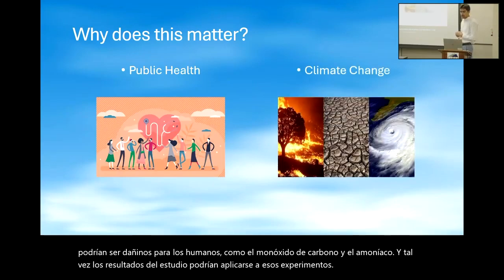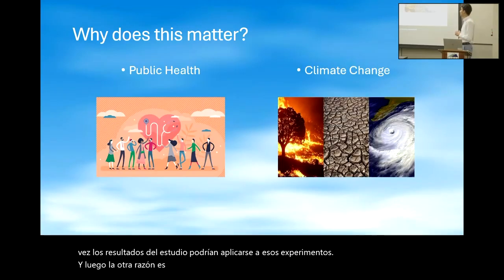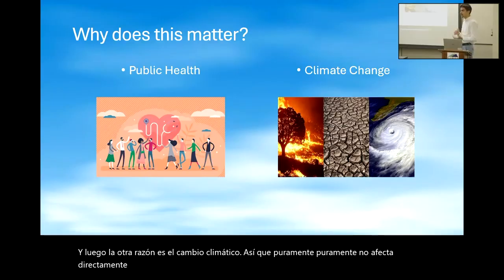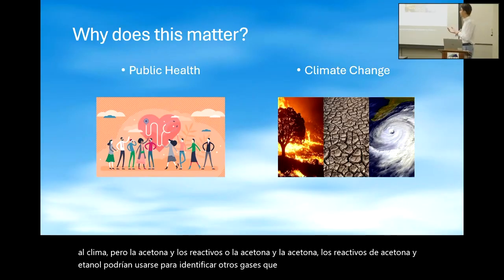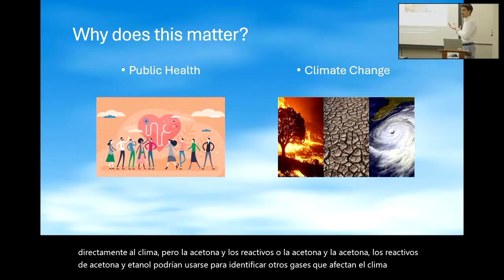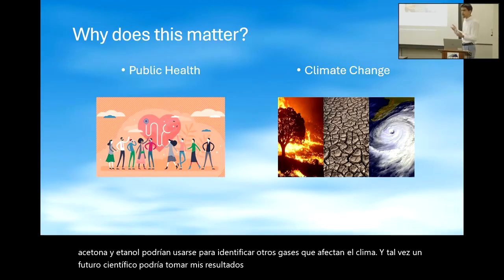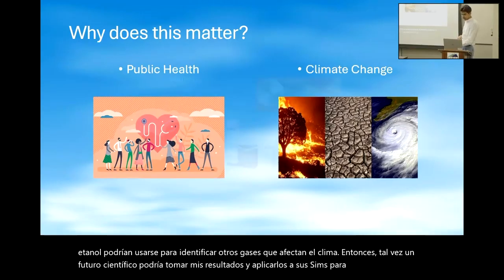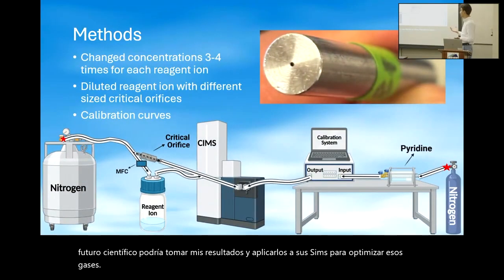The other reason is climate change. Pyridine doesn't directly affect the climate, but acetone and ethanol reagents could be used to identify other gases that do impact the climate. So maybe a future scientist could take my results and apply them to their CIMS to optimize for those gases. So how did I go about my experiment?